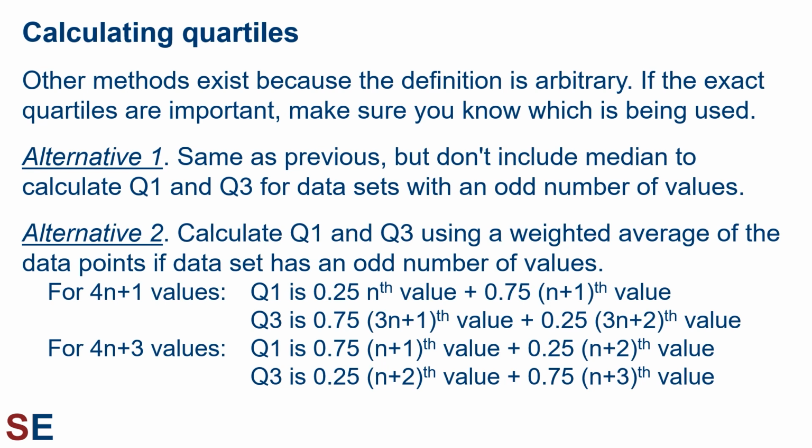If the dataset has 4n plus 3 values, so that would be 7 or 11 or 15 values, etc., Q1 would be 75% of the n plus 1th value and 25% of the n plus 2th value. Q3 would be 25% of the n plus 2th value plus 75% of the n plus 3th value.